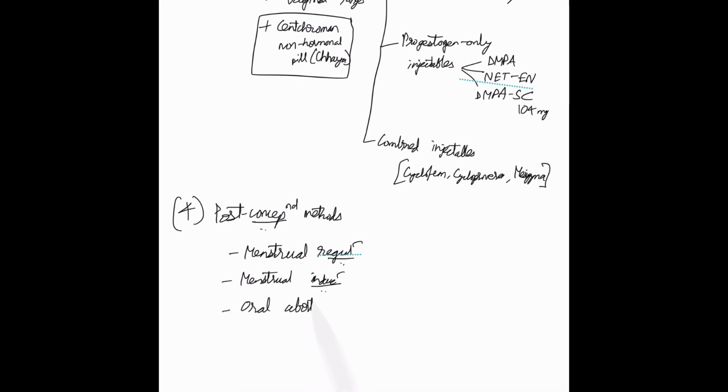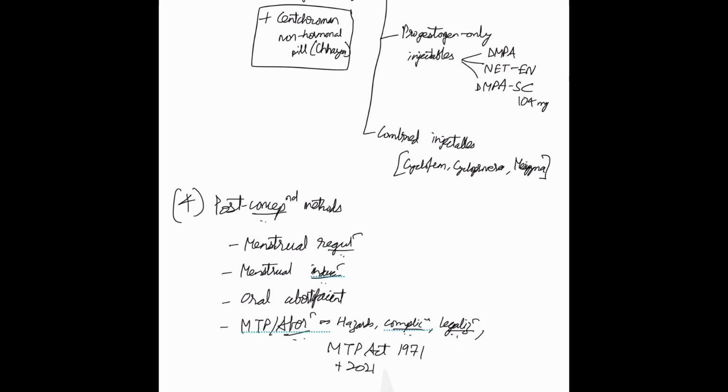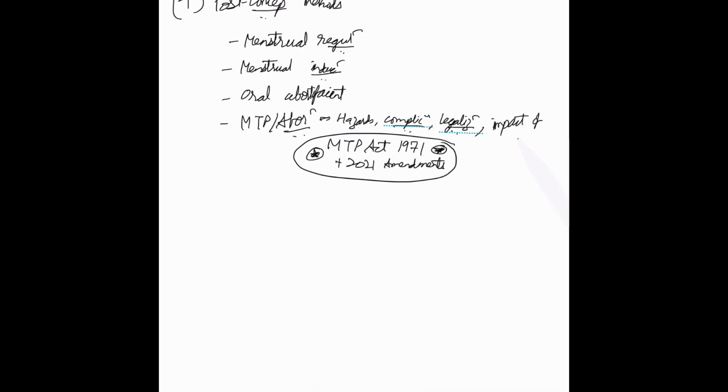Moving on to post-conceptional methods, that deals with the termination of pregnancy. You have menstrual regulation, menstrual induction, oral abortifacients, and medical termination of pregnancy or abortion. So the hazards, complications, legalization of abortion, and the impact of liberalization. A very, very important thing to know is the MTP Act 1971 with the 2021 amendments.